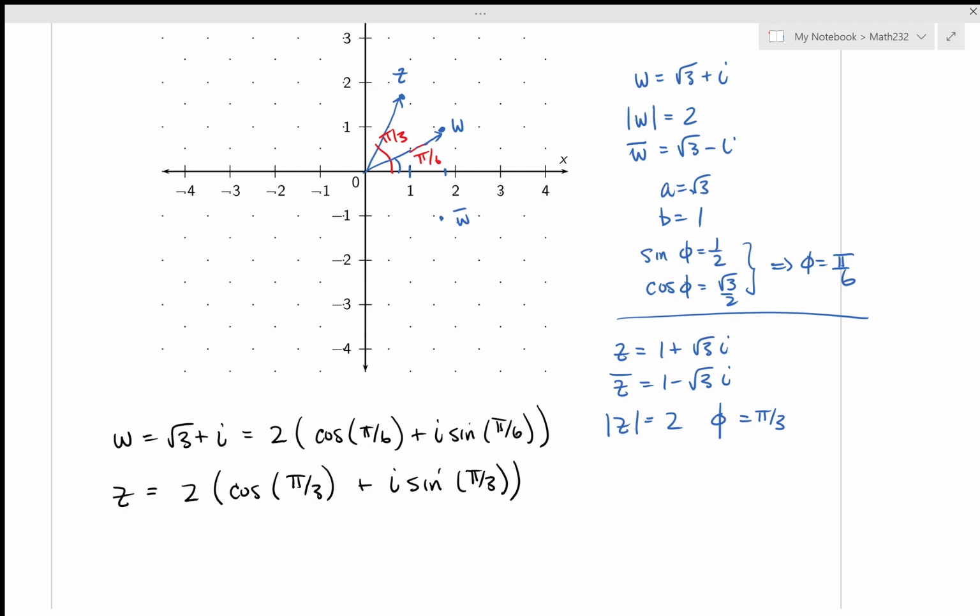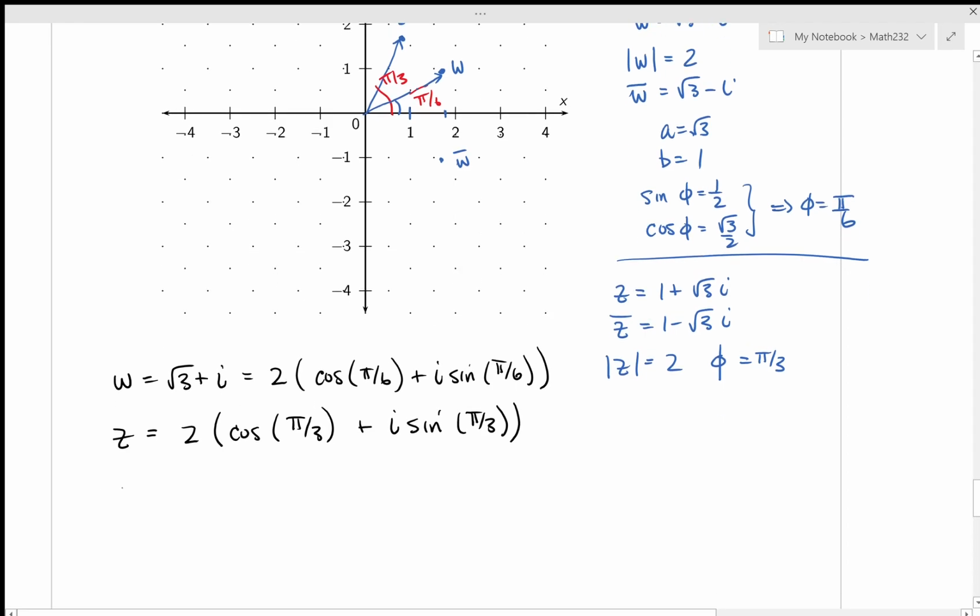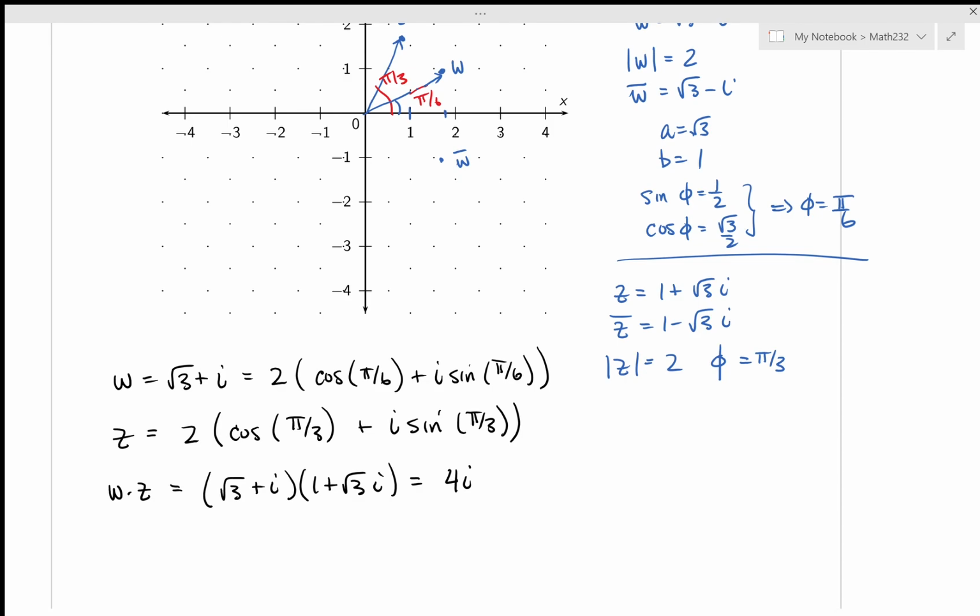Now I'm going to compute W times Z, using the complex multiplication that we just saw. That's W, not in its polar form, and here's Z, not in its polar form, and I'm going to multiply those two things together. And what do I get? I get 4i. Again, please do the multiplication and check me. Now let's take a look at what we could write down, for example.